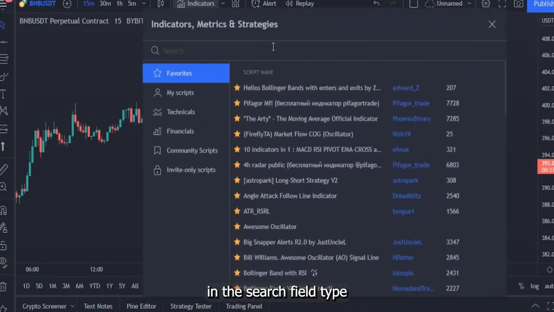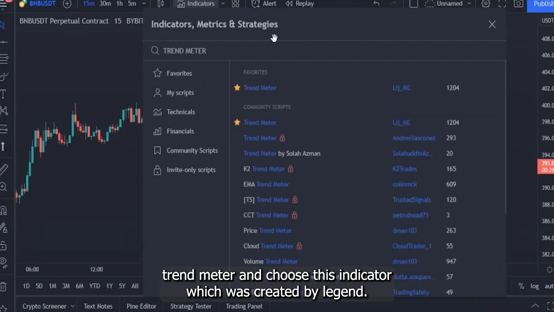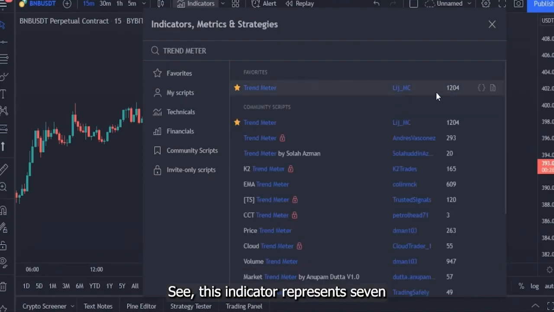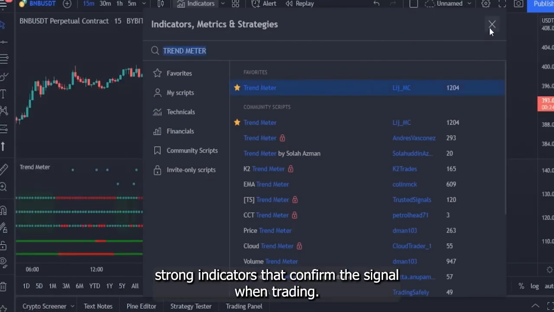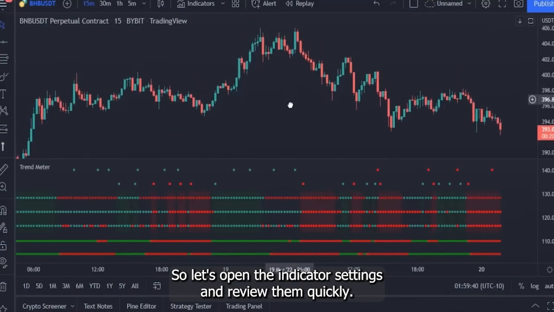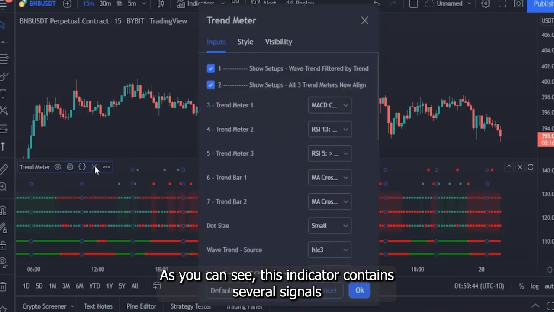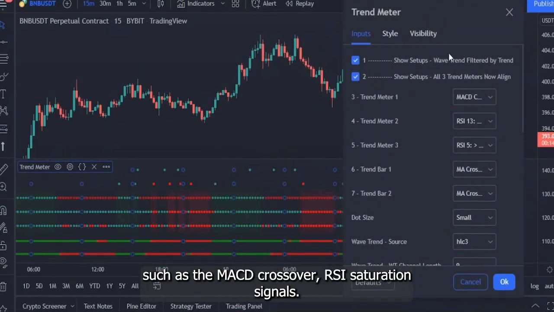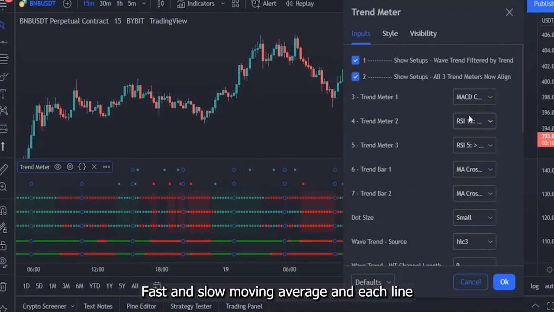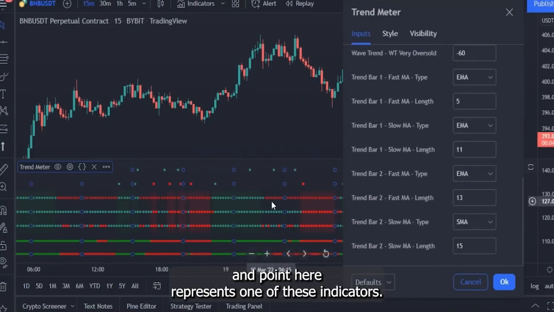In the search field, type Trend Meter and choose this indicator, which was created by Legend C. This indicator represents 7 strong indicators that confirm the signal when trading. So let's open the indicator settings and review them quickly. As you can see, this indicator contains several signals, such as the MACD crossover, RSI saturation signals, fast and slow moving average, and each line and point here represents one of these indicators.